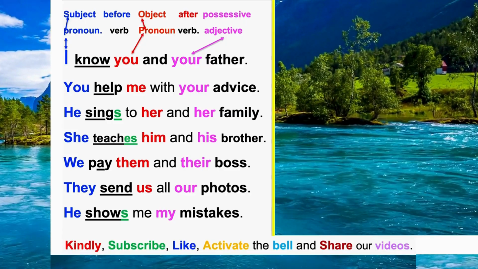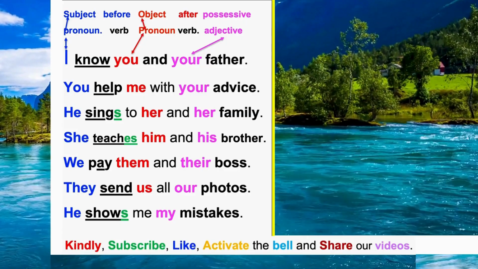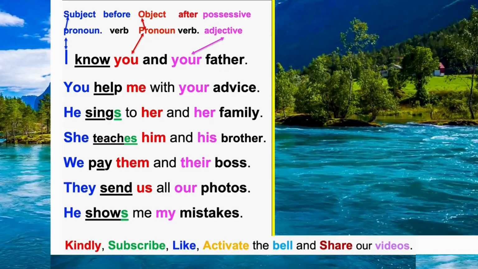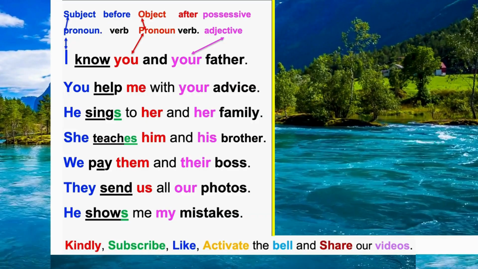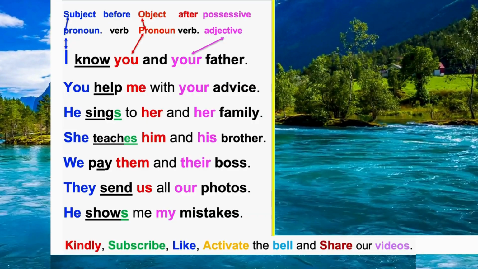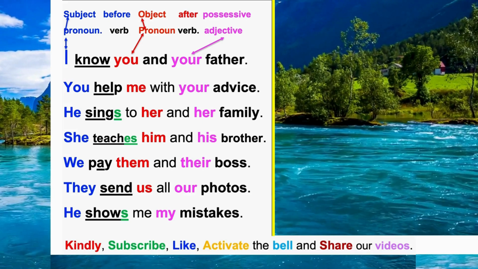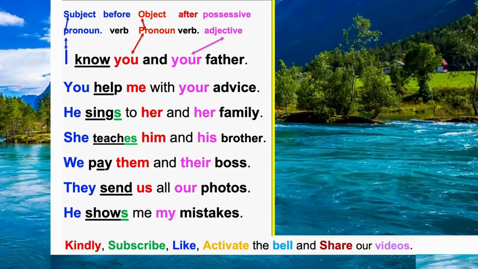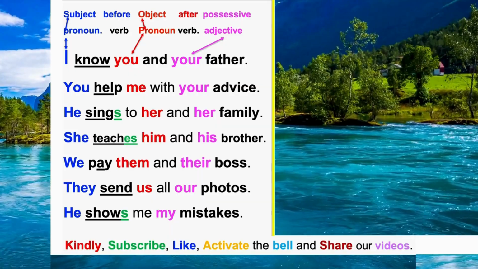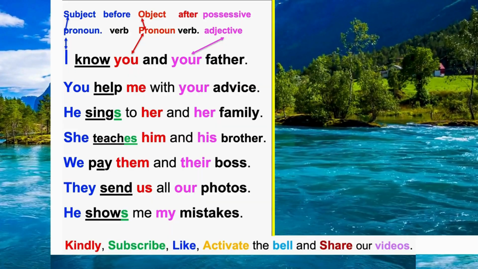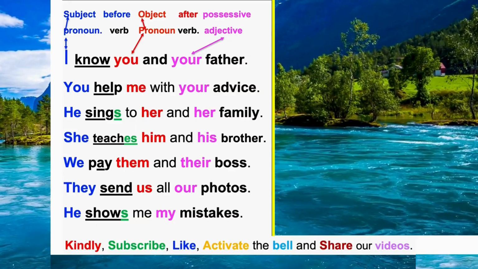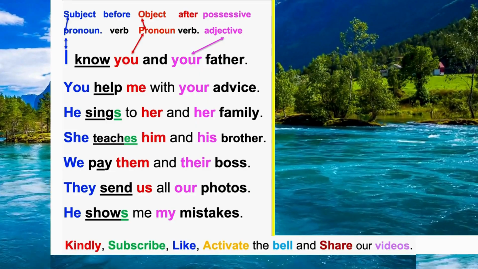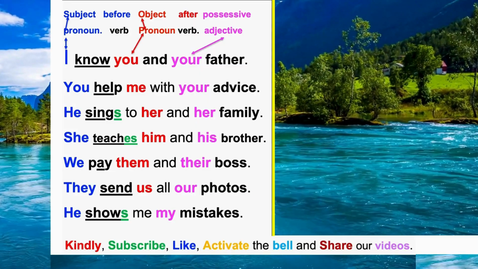Example number 4. She teaches him and his brother. She, subject pronoun. Him, object pronoun because it is after the verb. And his, it's before brother. Brother is a noun. So you see 3 pronouns in one sentence. She teaches him and his brother.